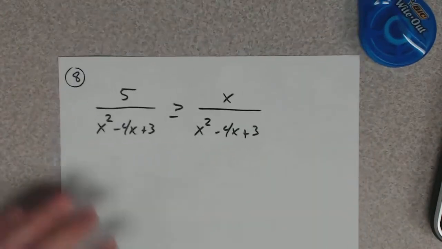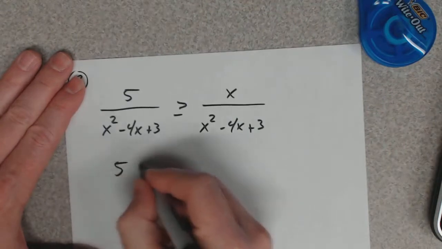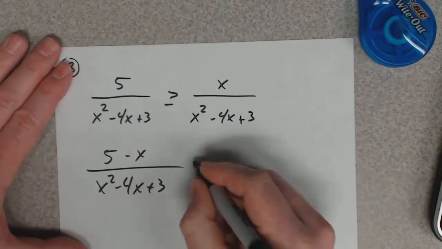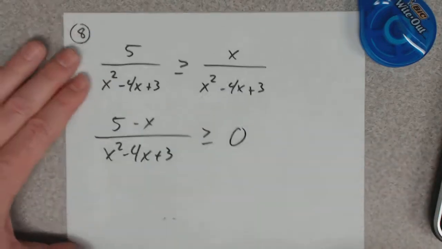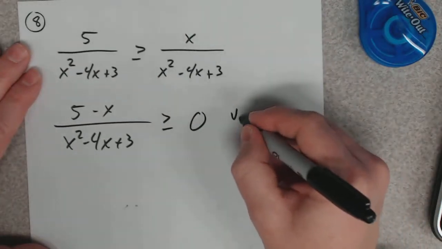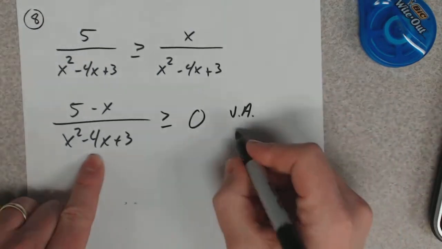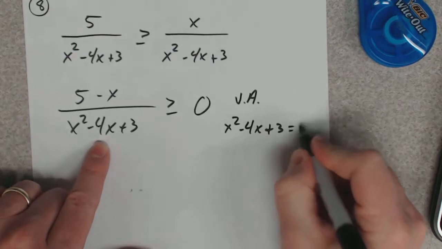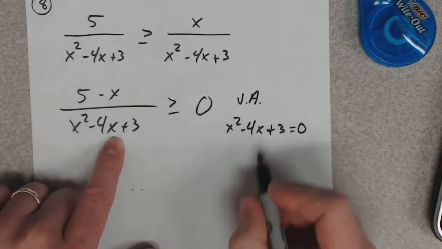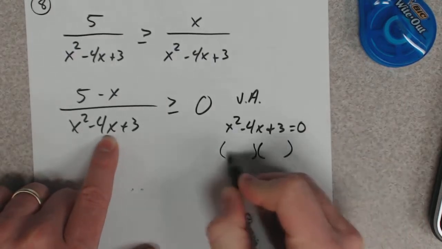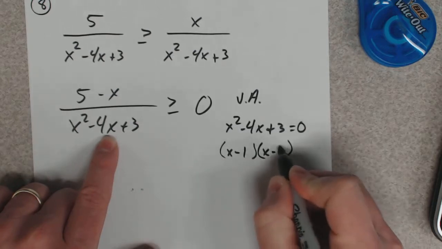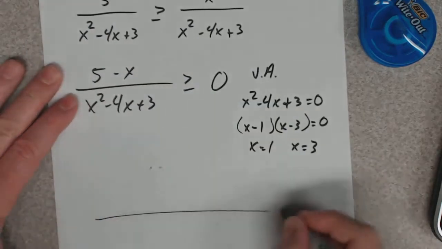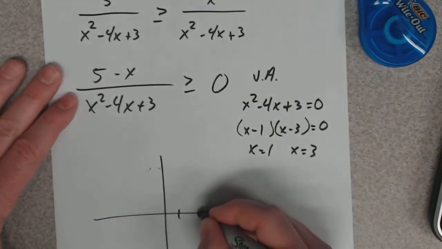Oh, one more with the same denominator. Let's move the x over. 5 minus x over x squared minus 4x plus 3, less than or equal to 0. Vertical asymptotes: you set the bottom equal to 0. That would factor. That would be x minus 1, x minus 3. So x equals 1, x equals 3. Those are two asymptotes. 1, 3.